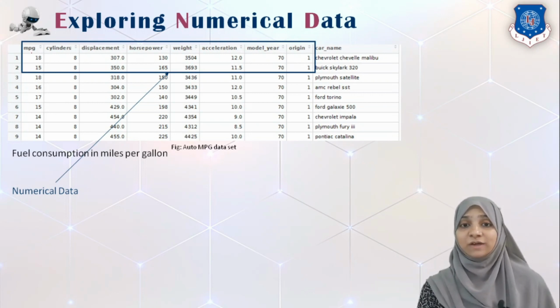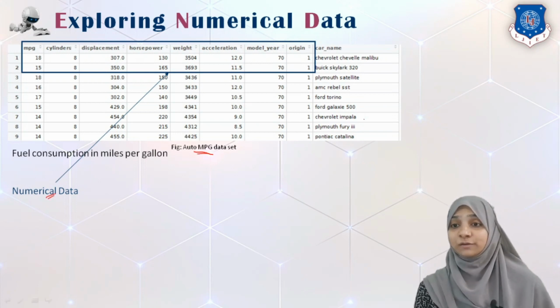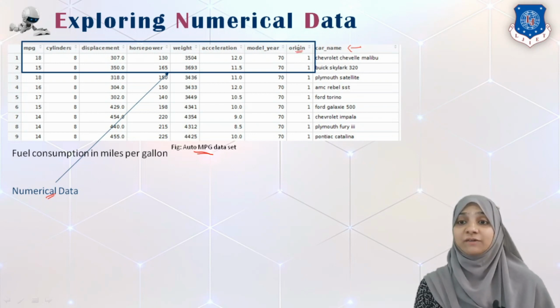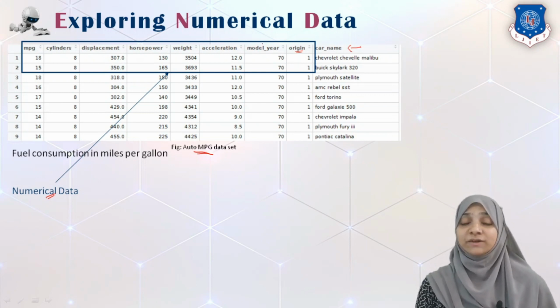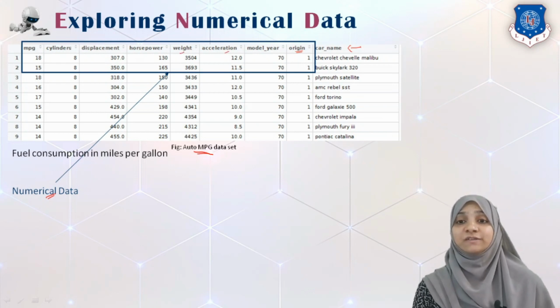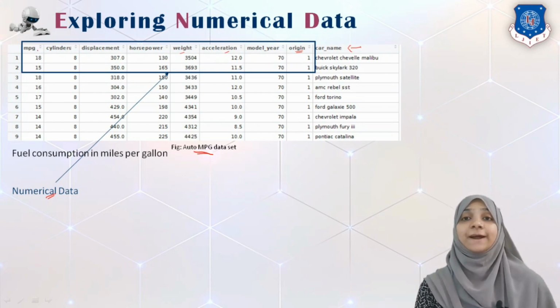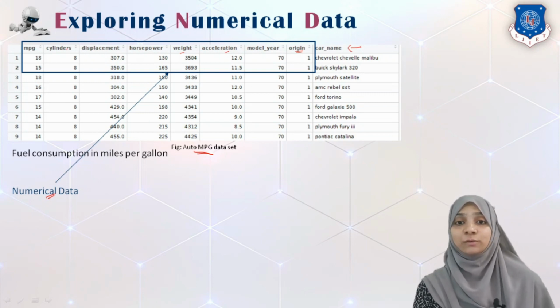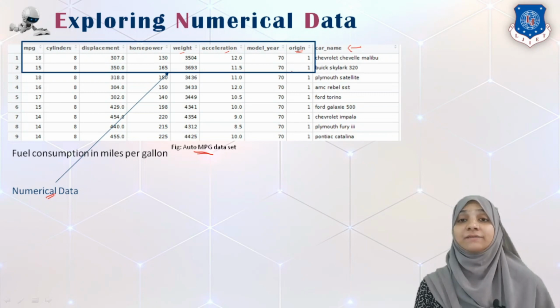Some of these attributes are numerical data. So these are the automobile name, that means the set of car names. This is the origin, the zone in which they have been manufactured. This is their model year, the year in which they have been manufactured. This is the acceleration rate. This is the weight of the automobile, horsepower, displacement, cylinders, and MPG. So this data set is used to predict MPG values provided that all other values are given as input to the machine learning model. But here we are not discussing the machine learning model, we are actually discussing data.